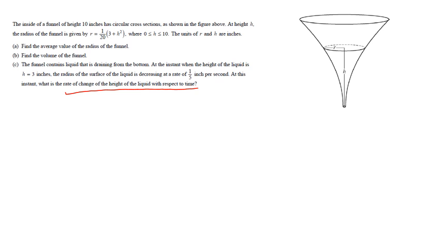Okay, well, I know that the radius given to me in the problem is 1 over 20 times 3 plus h squared. Okay, that's given to me in the question. So if I want to use some of this information they gave me, first of all, what did they give me? They gave me that h is equal to 3. They also gave me that dr dt, the rate of change of the radius, is negative 1/5. Okay, you need to think about why is it a negative 1/5. Okay, there's your answer right there. It says that the liquid is decreasing. The radius is decreasing at a rate of 1/5 inch per second.